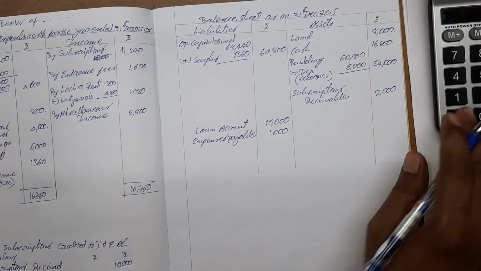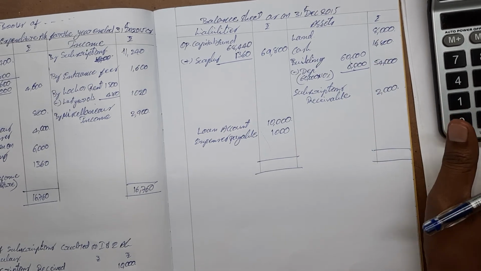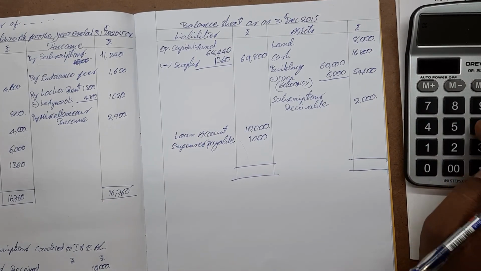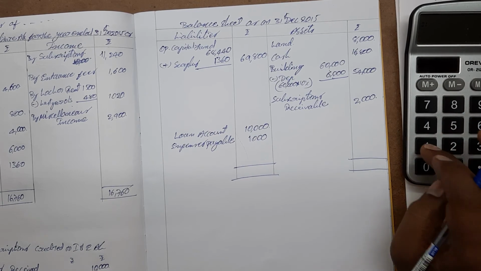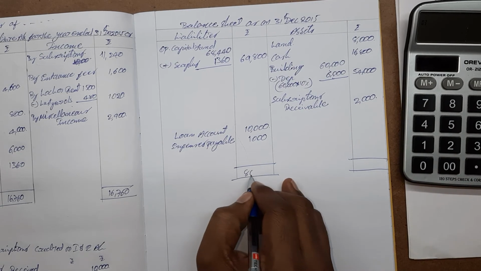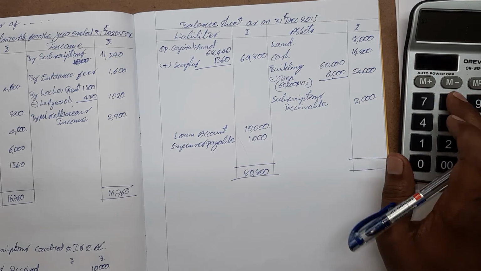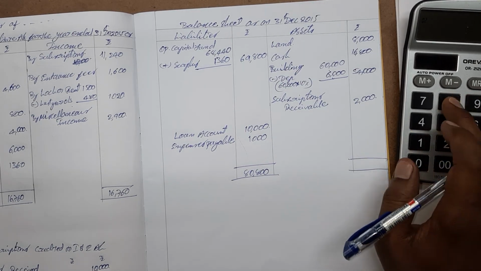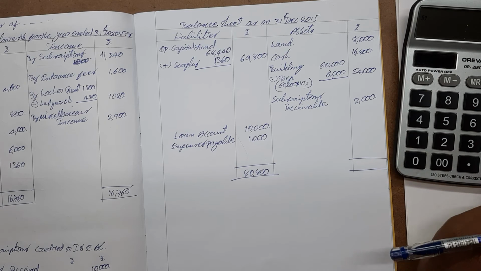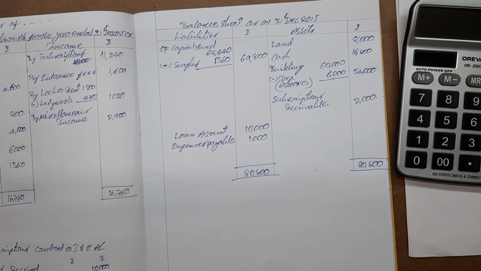Now you can total the balance sheet also. Maximum all we have taken, that is 69,800 plus 10,000 plus 1,000, which is equal to 80,800, total of balance sheet. And if you come to assets, 8,000 plus 16,800 plus 54,000 plus 2,000, 80,800. So the balance sheet also tallies. Okay, like this you can solve the solution.